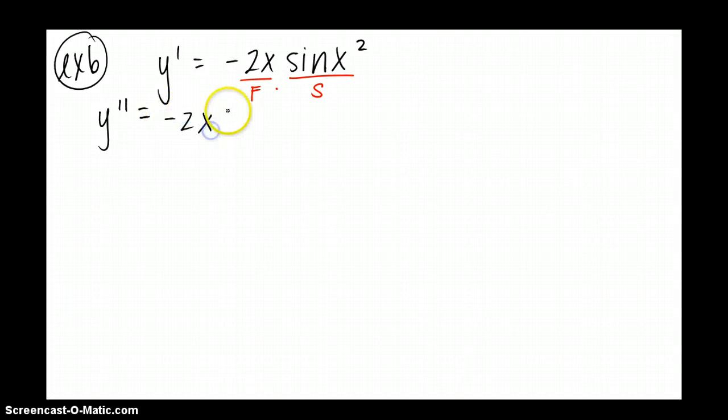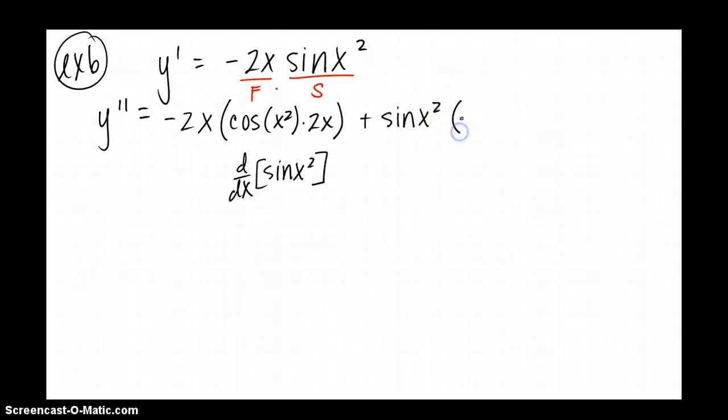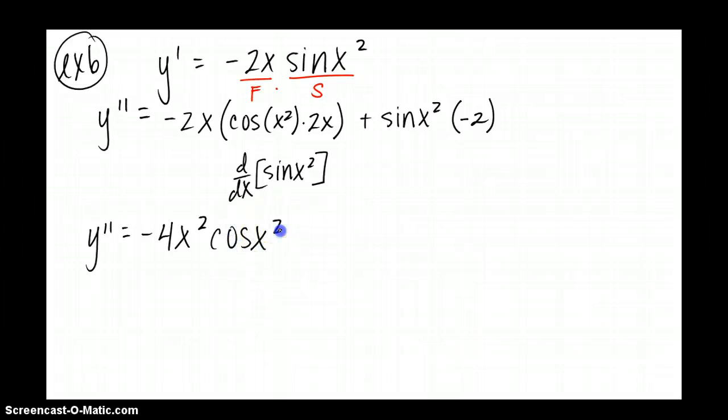So first function times the derivative of the second function. Alright, so inside here we have to derive the sine of x squared. So using the chain rule, derivative of the sine function is the cosine of whatever follows it, times the derivative of x squared, which is 2x, plus the second function times the derivative of the first function. So the derivative of negative 2x is just negative 2. Now putting these together, 2x times 2x, negative 4x squared, cosine of x squared, and then minus 2 sine of x squared.